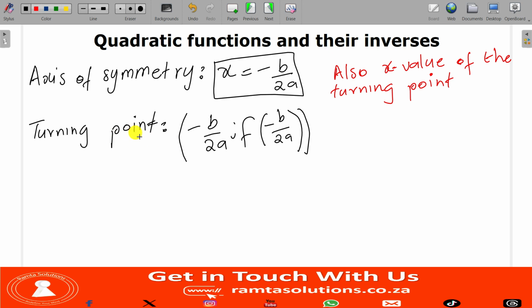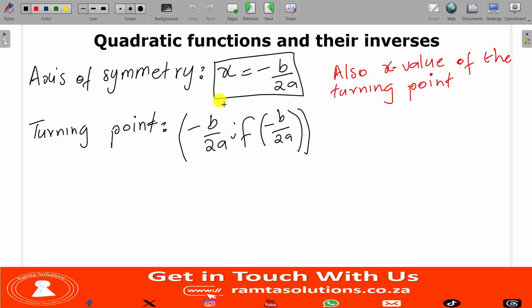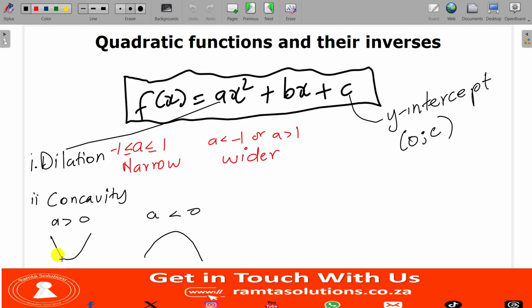Remember, the turning point is where your curve changes from being an increasing function to a decreasing function and vice versa. Here it's decreasing, and then at the turning point it changes to increasing. Do you see this? So this is what we call a critical point, or critical value, of your curve.